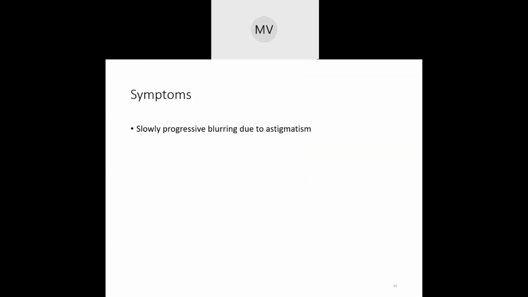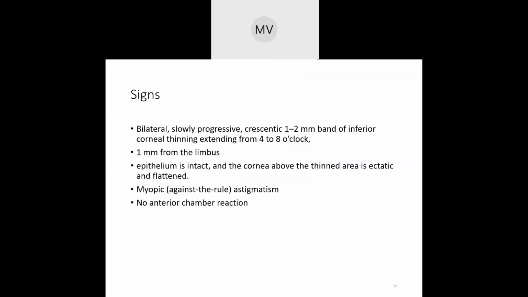degeneration. Symptoms will be slowly progressive blurring due to astigmatism. Signs: bilateral, slowly progressive, crescentic 1 to 2 millimeter band of inferior corneal thinning extending from 4 o'clock to 8 o'clock, 1 millimeter from the limbus, 1 millimeter inward to the limbus toward the center of the cornea. The epithelium is intact and the cornea above the thinned area is ectatic and flattened.